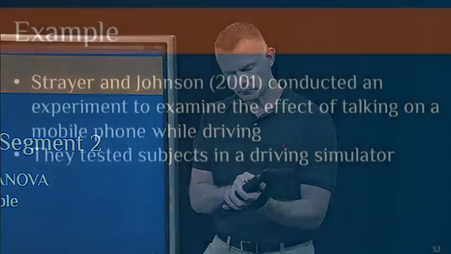Hi, welcome back. We're in Lecture 17, Segment 2. In this segment, we'll do a full example of a factorial ANOVA and look at the output in R.